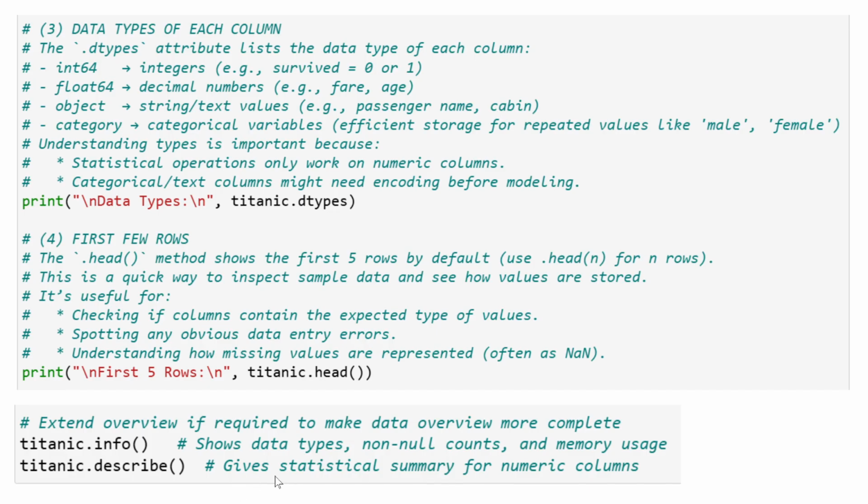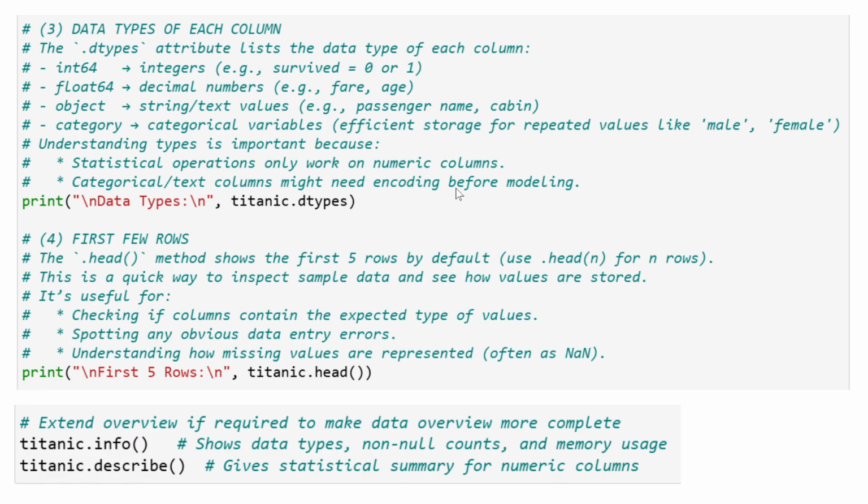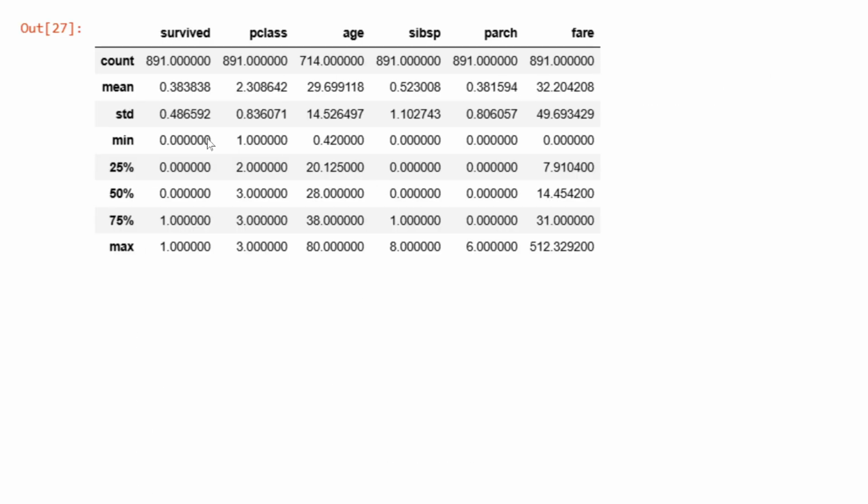Next thing we have used titanic.describe. This will give you the statistical summary of the numeric columns. So these are so many columns we have. Out of this, only for numerical columns, the statistical information is displayed with titanic.describe. Okay, so this is the result. Survived, pclass, age, SibSp, parch, and fare are all the numeric columns. For all these columns, the count is displayed. That is how many non-null entries are there, displayed over here.